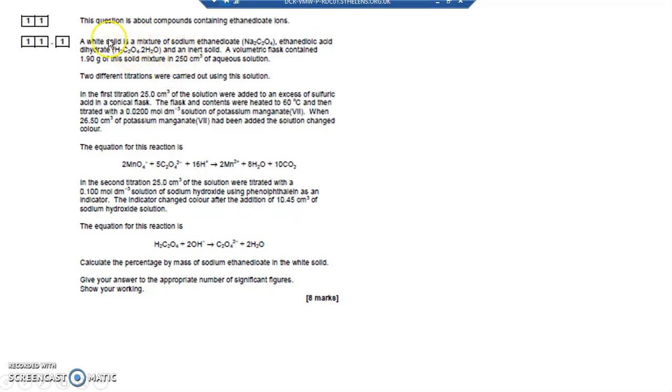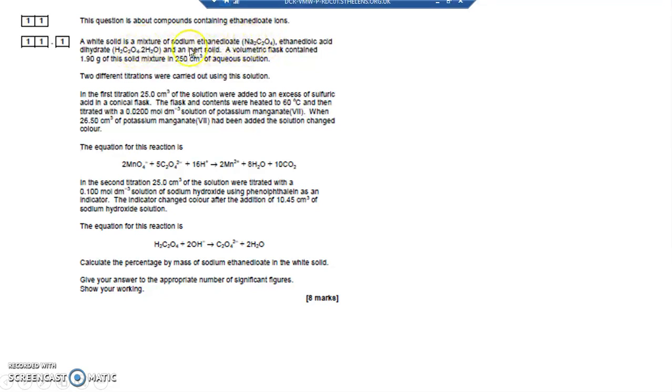well. So we've got a white solid that's a mixture of sodium ethanedioate, which has got ethanedioate ions in it. You can see C2O4 here, and we've got a reaction involving ethanedioate ions in a minute here, C2O4. So ethanedioate ions are going to be formed from this sodium ethanedioate, and also from ethanedioic acid dihydrate, which is this, which has also got them in.